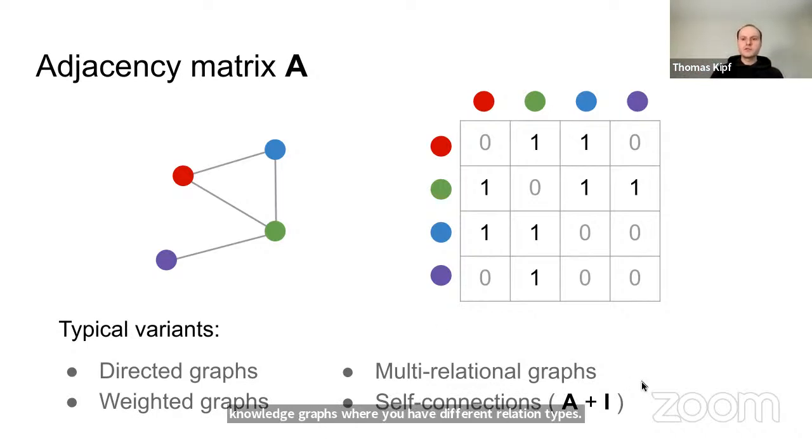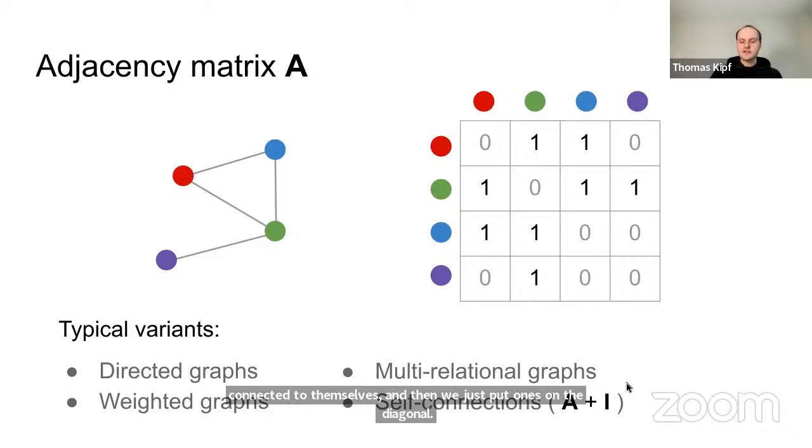And then a very typical trick we do is we also introduce self-connections, so that nodes can be connected to themselves, and then we just put 1s on the diagonal. This just means adjacency matrix plus the identity matrix.